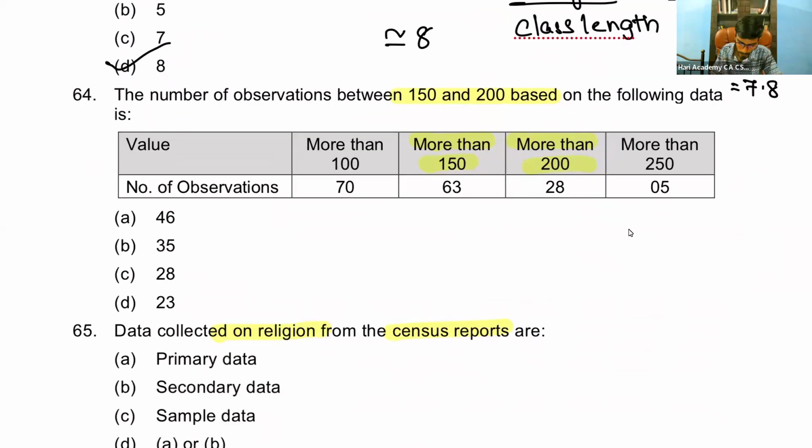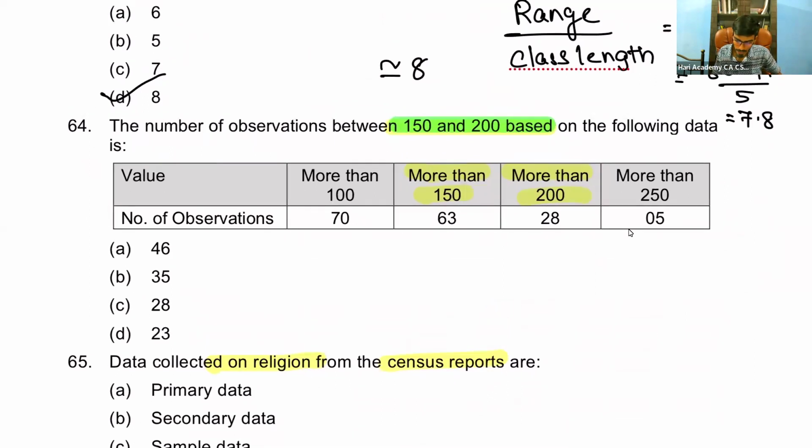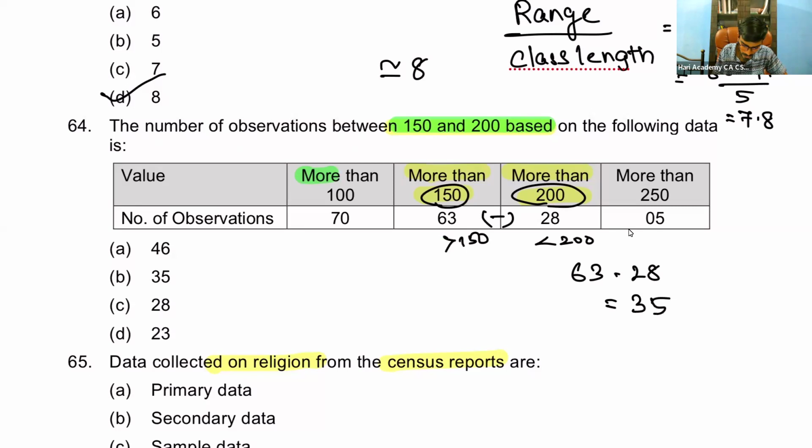64. The number of observations between 150 and 200 of the following data. They have given more than values. So we are only worrying about 150 and 200. More than 150, we need less than 200. So what we will do, we will subtract this value. From 63, subtract 28. 63 minus 28, you will get a value 35. So option B is your answer.